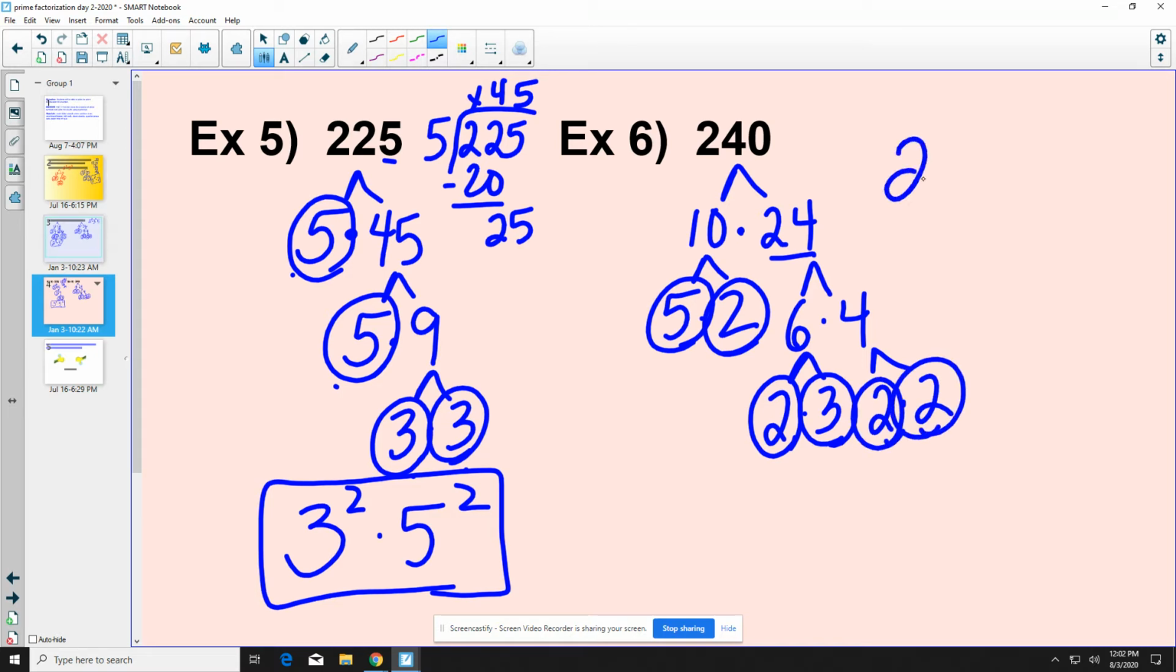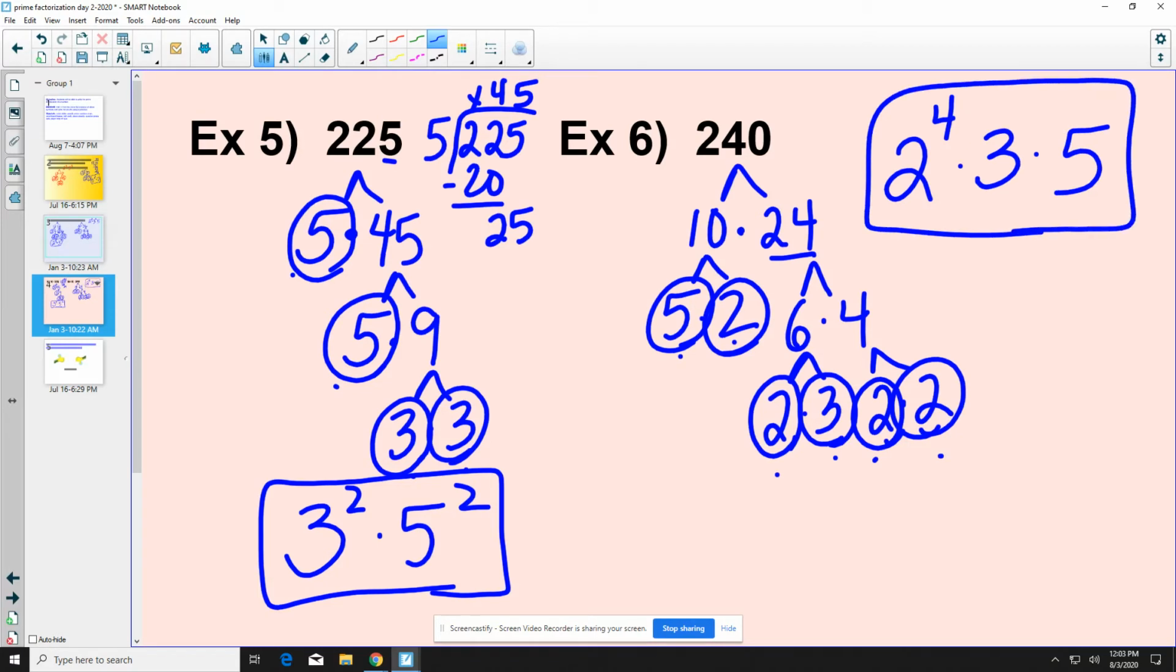So if I write my answer, I'm going to count how many twos. I have 1, 2, 3, 4. 2 to the fourth. I also have a 3, but I only have 1, so it would just be a 3, and I have a 5. So my answer would be 2 to the fourth times 3 times 5.